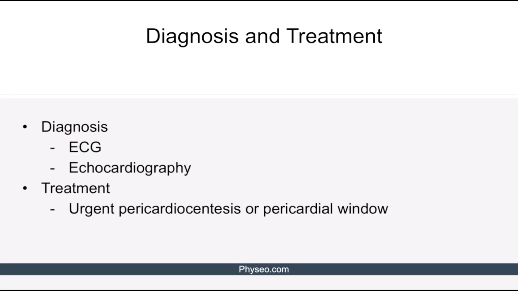So here's the slide reminding us of the diagnosis and treatment of pericardial tamponade. So again, you're going in with the clinical information, and then you want to get an ECG and echocardiography. Rarely do you move towards treatment without getting both an ECG and an echo.